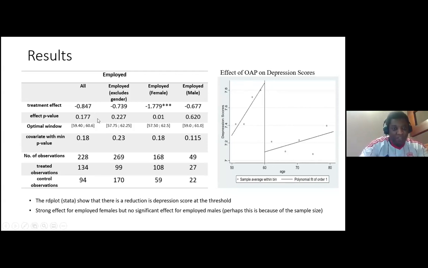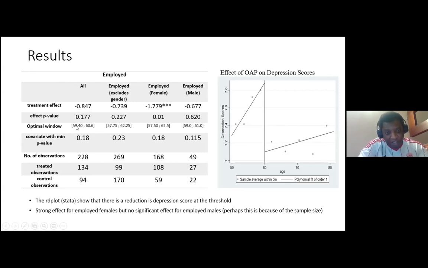And this table presents the result for those who are employed. Now, because unemployment is generally high in South Africa, the population of those who are employed is very small, which means that the window that we're choosing around the cutoff is an even smaller sample. So we're not using all the observations of people from 50 years to 80 years. The estimation is based on the windows selected by the algorithm. So for all of the data, we have this estimate, but it's not significant.